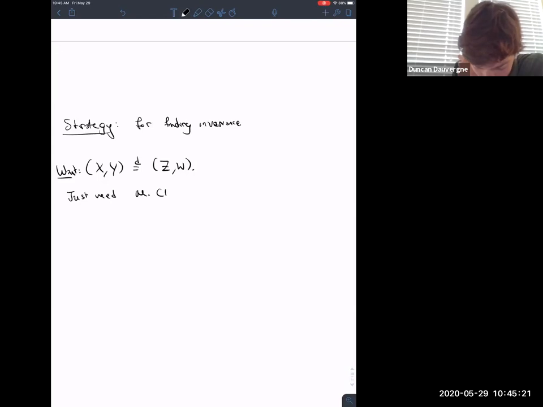are Markov chains x, x1 up to xk, y, and say z, z1 up to zk, w, with equal transition probabilities.